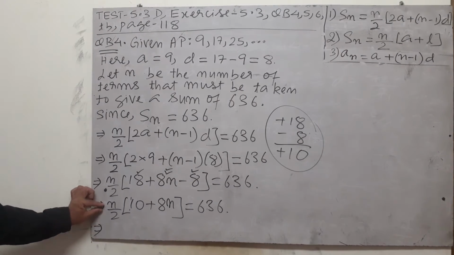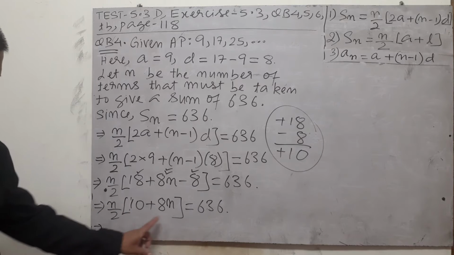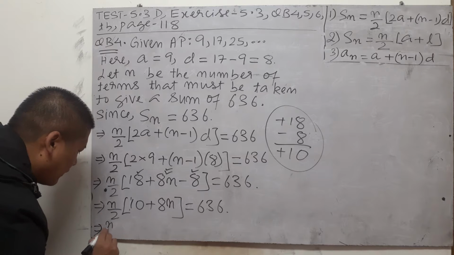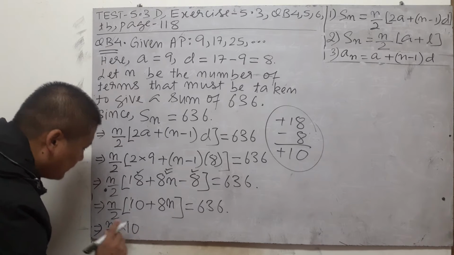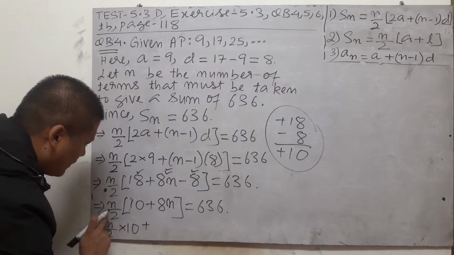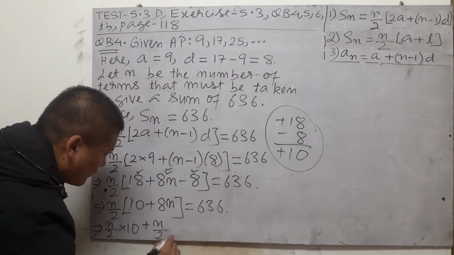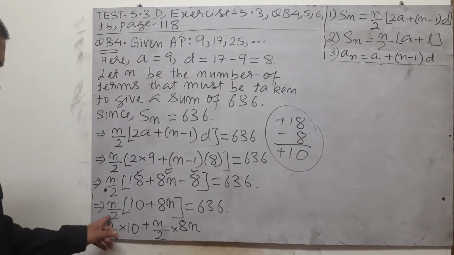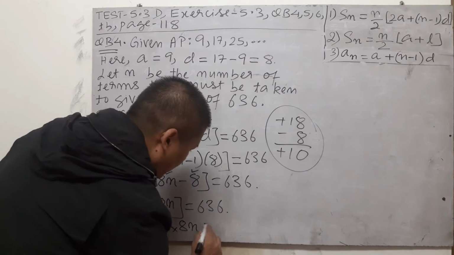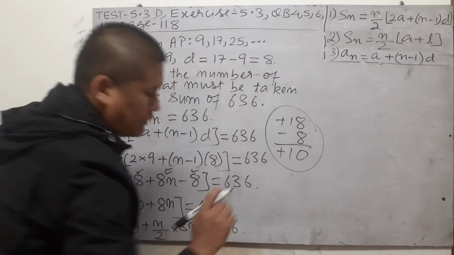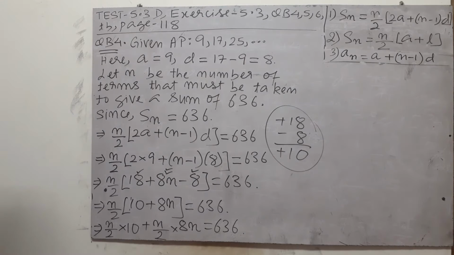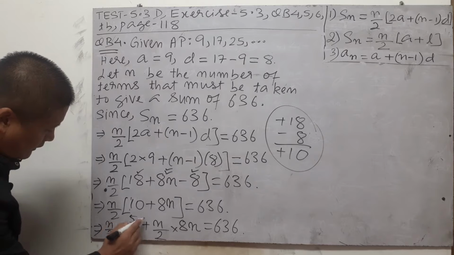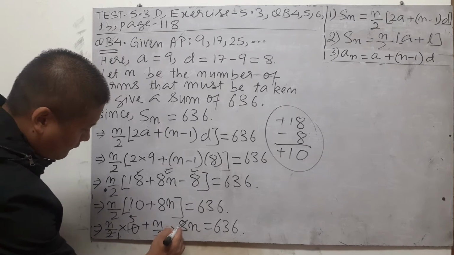Next, we can multiply this n by 2 into this and remove the bracket. Multiplying, we get n by 2 into 10, plus into plus is plus, again n by 2 into 8n, and this bracket is removed because you multiplied the outside by the 2 insides, equal to 636. We can do it like this also: 2 1s are 2, 2 5s are 10, 2 1s are 2, and 2 4s are 8.